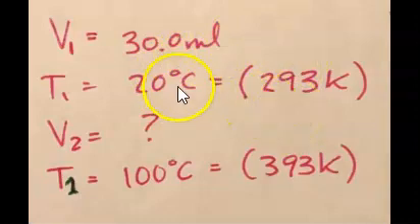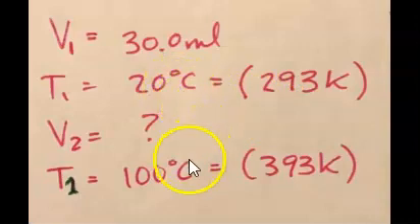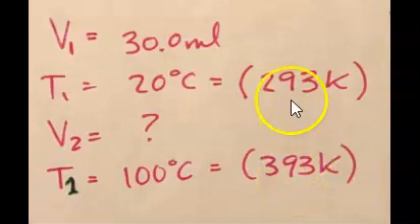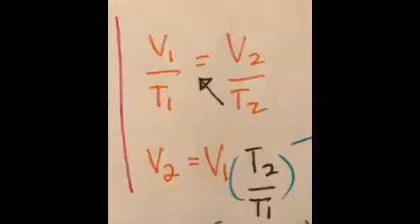Now, we might think, oh, to go from 20 degrees to 100 degrees means it gets 5 times as hot. That's not really what happens. Okay, it turns out we have to use the Kelvin scale. So this now becomes 393. And so now you can see that 293 up to 393 is not, in fact, 5 times as hot. If you remember, we're trying to find the new volume of the gas, right? After we heat it up, how big does that 30 mL of gas expand?